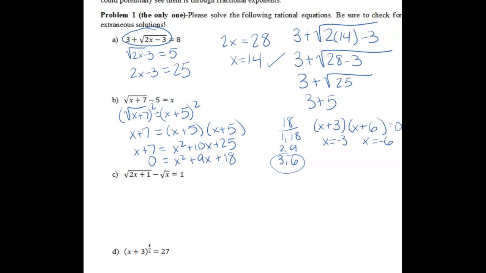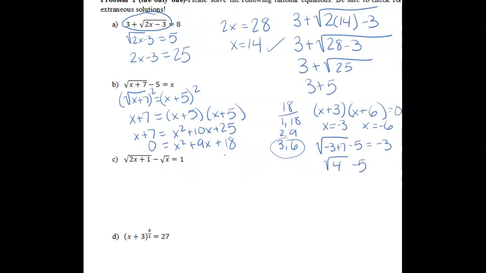Again, now I'm going to go in, pick a side, any side, try to simplify it down. So I'm hoping that when I plug in negative 3, I get the square root of negative 3 plus 7, minus 5, which should hopefully equal negative 3. Negative 3 plus 7 should give me 4, minus 5 should still hopefully equal negative 3. Square root of 4 should give me 2, minus 5 gives me negative 3, so this one checks out. Cool, cool. Now I check my other solution just in case.